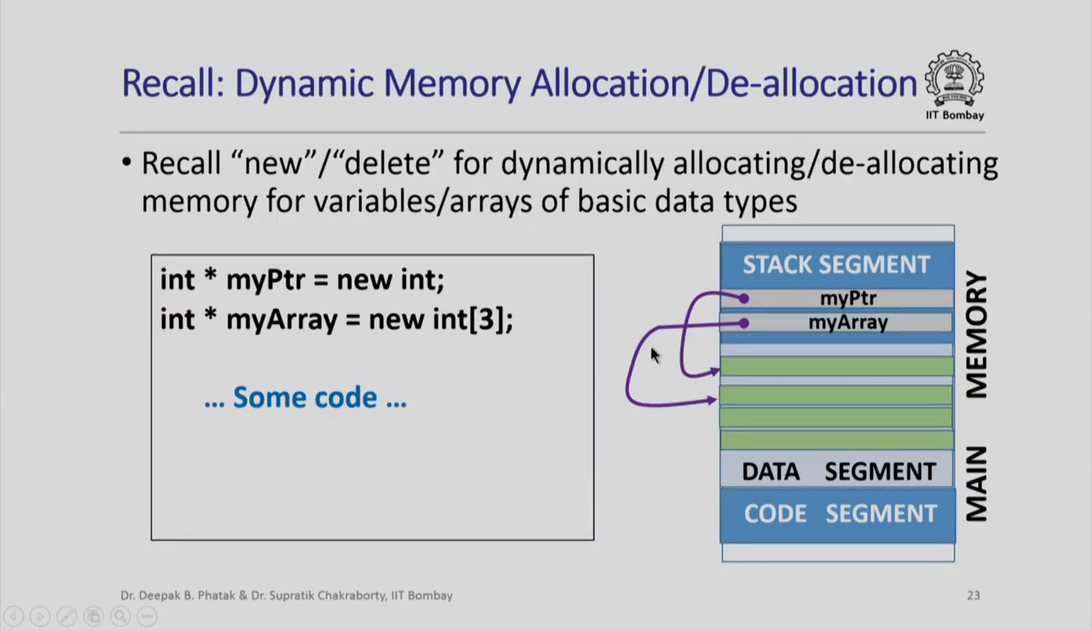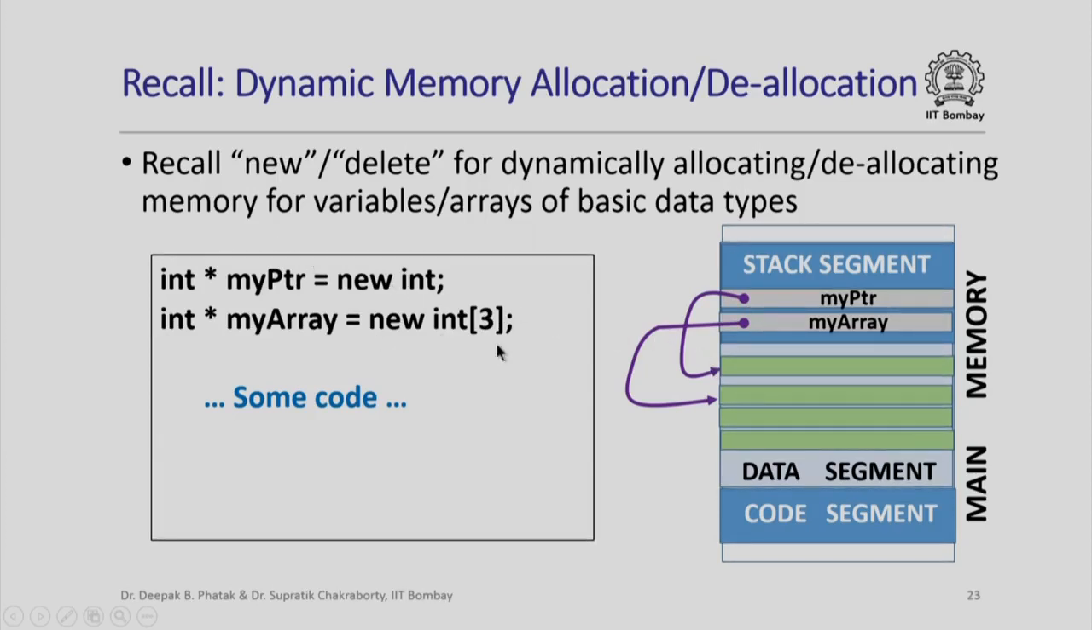Recall that we had used the new and delete commands for dynamically allocating and deallocating memory for variables and arrays of basic data types. So here is a simple example to refresh your memory. myPointer is a variable of type integer pointer. This is a local variable in a function, so space for it is allocated in the stack segment, and when I execute new int, space for one integer is dynamically allocated in the data segment or heap, and a pointer to that is returned by new. So this assignment statement will copy that pointer to myPointer, and therefore myPointer will now start pointing to that space allocated by new in the heap.